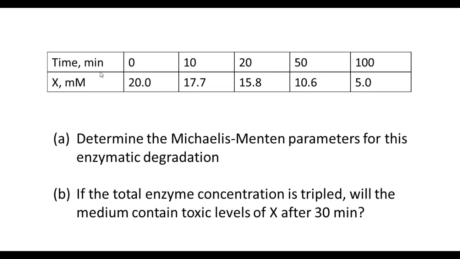This is the variation of X with time. X is the substrate here, the breakdown of which we are studying. This gives 5 points: at time 0 it is 20 millimolar, at time 10 it is 17.7 millimolar, and so on. Part A: determine the Michaelis-Menten parameters for this enzymatic degradation. Part B: if the total enzyme concentration is tripled, will the medium contain toxic levels of X after 30 minutes?